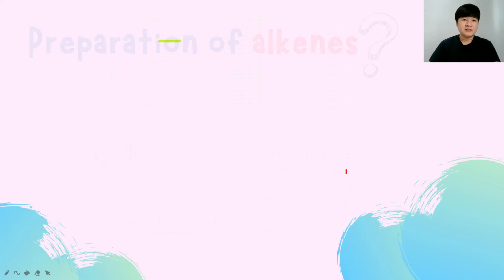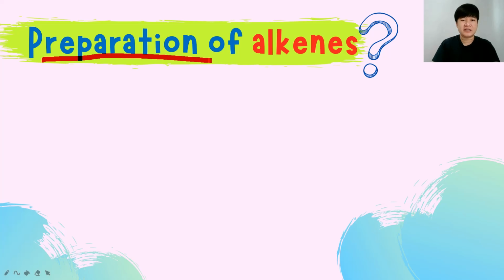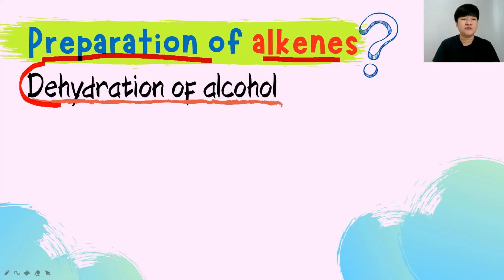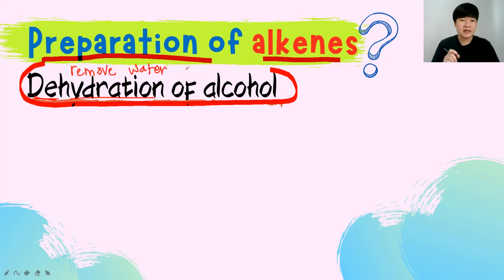Let's see. So how can we prepare alkene? How can alkene be produced? One of the methods is dehydration of alcohol. From the word dehydration, we know that we are actually removing water. So we are going to remove water from alcohol. That is actually what the entire process talks about.